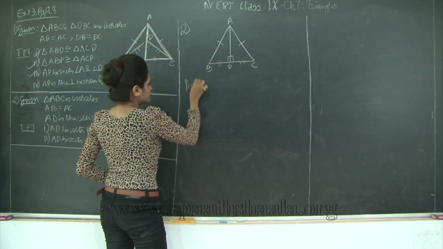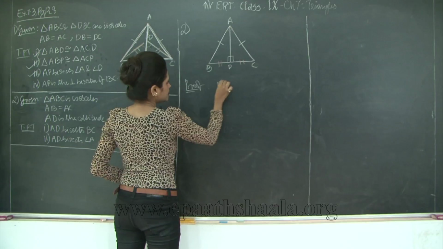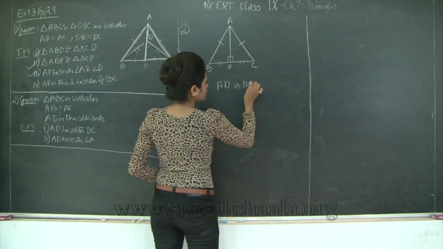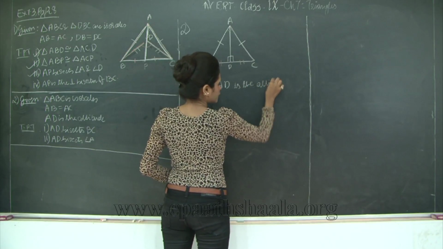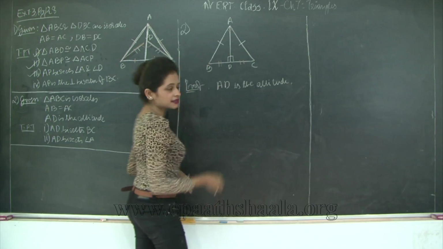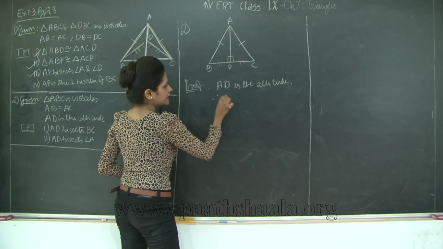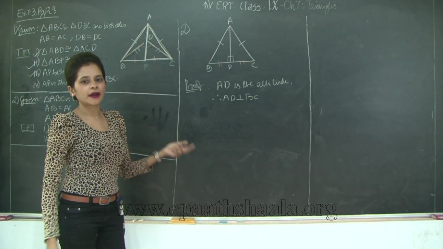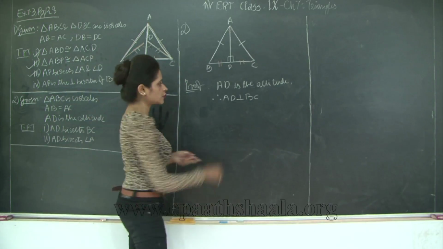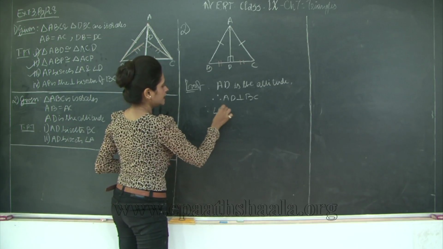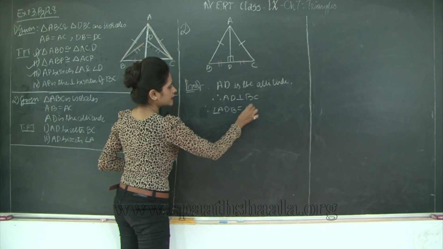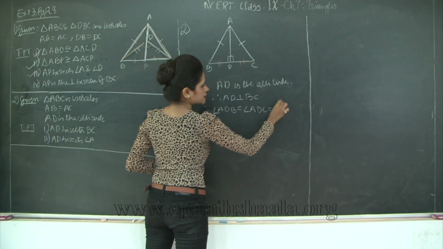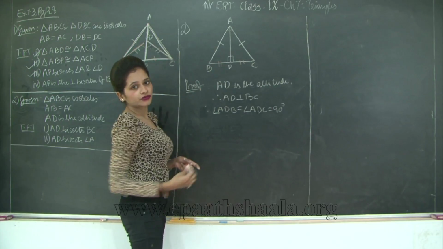So, my proof: AD is the altitude, therefore AD is perpendicular to BC. What does altitude mean? Altitude means the perpendicular height, right? So, AD is perpendicular to BC. Therefore, angle ADB is equal to angle ADC, which is equal to 90 degrees. Correct? Now, let us go ahead and prove the two triangles congruent.